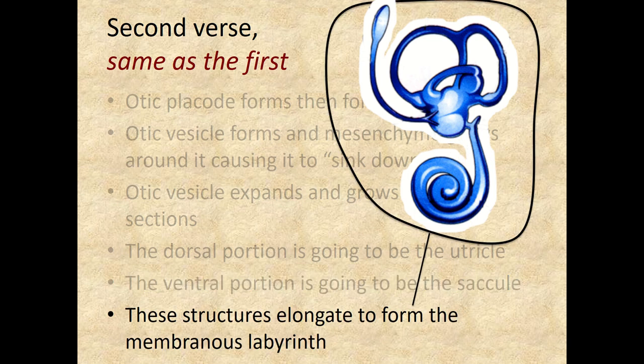And those portions are going to elongate and create the entire membranous labyrinth, which has the ducts inside that house the sensory receptors. So they actually have these sensory receptors in the walls of this tissue. And so you can see the semicircular ducts here, and you can see the cochlear duct here, and the saccule and the utricle, and the little endolymphatic duct.